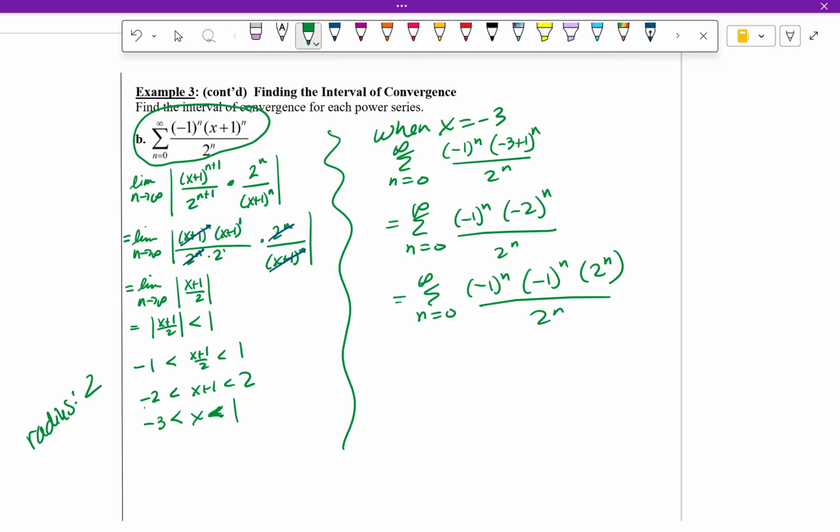Okay. What happens with the 2 to the n's? They cancel. All right. So what I have left is, what did I happen? I left it to the n. It wouldn't matter though. So let me put what I have left: the sum as n equals 0 to infinity of -1 to the n times -1 to the n, right?